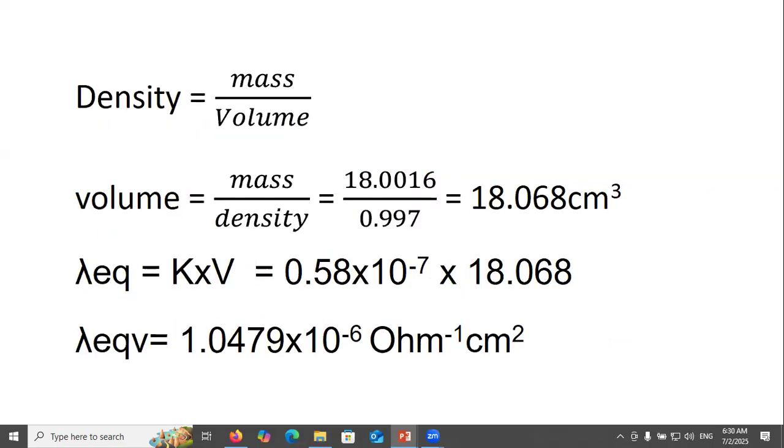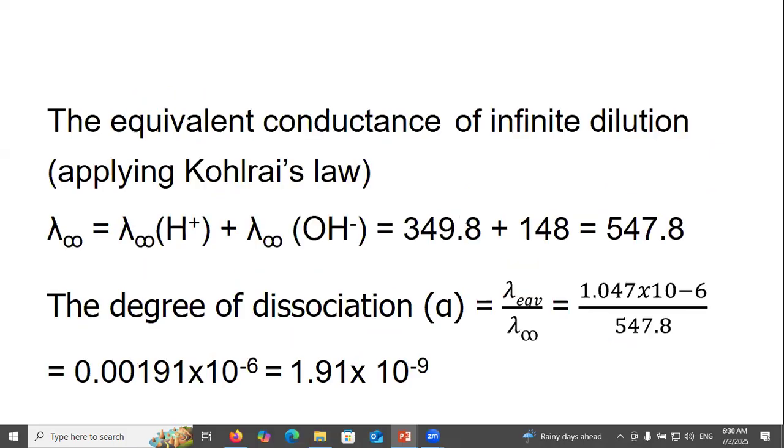So density is mass over volume, so the volume is 18.068 cm cube. So lambda equivalent equals K times B. The equivalent conductance at infinite dilution, we know the formula, lambda infinity equals lambda H+ plus lambda OH-. The degree of dissociation alpha equals lambda equivalent over lambda infinity.